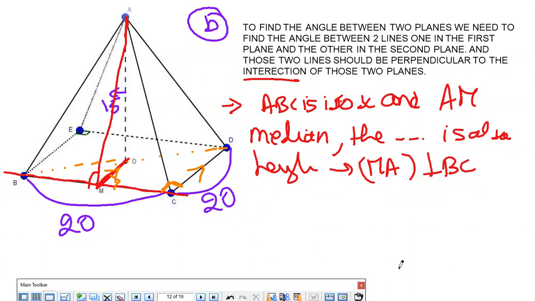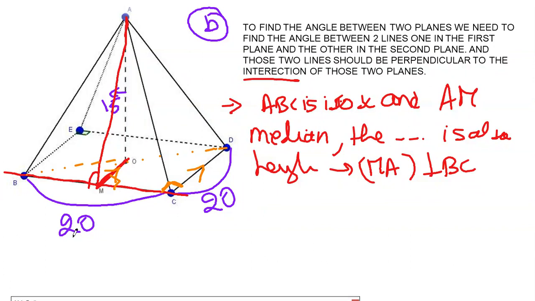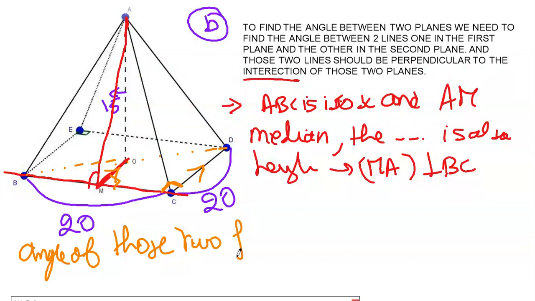So what is going to be the angle between those two planes? The angle between those two faces is which angle? It is AMO. Excellent. How are we going to find it? AMO is a right triangle because it's an orthogonal projection. And in a right triangle, what did we learn? What can we do to find the angle? We need to use SOHCAHTOA.